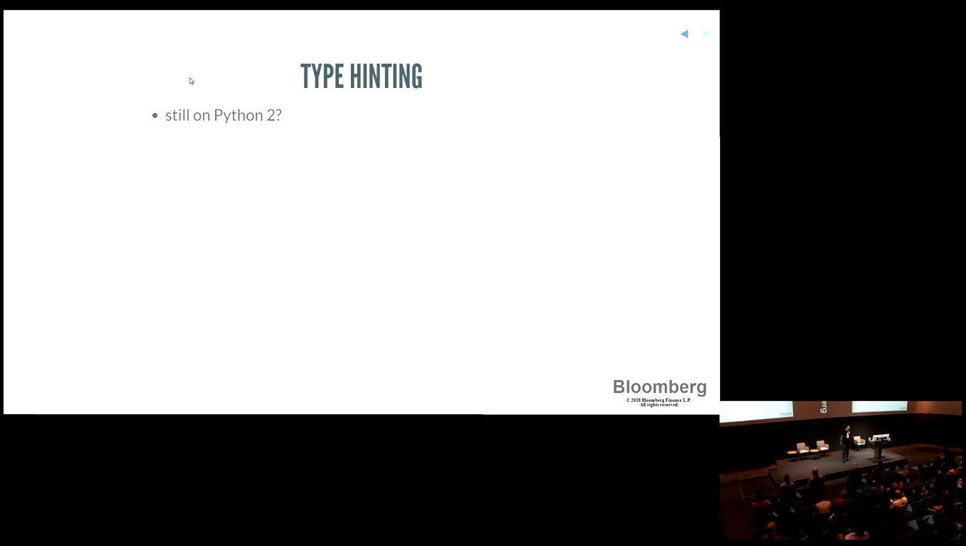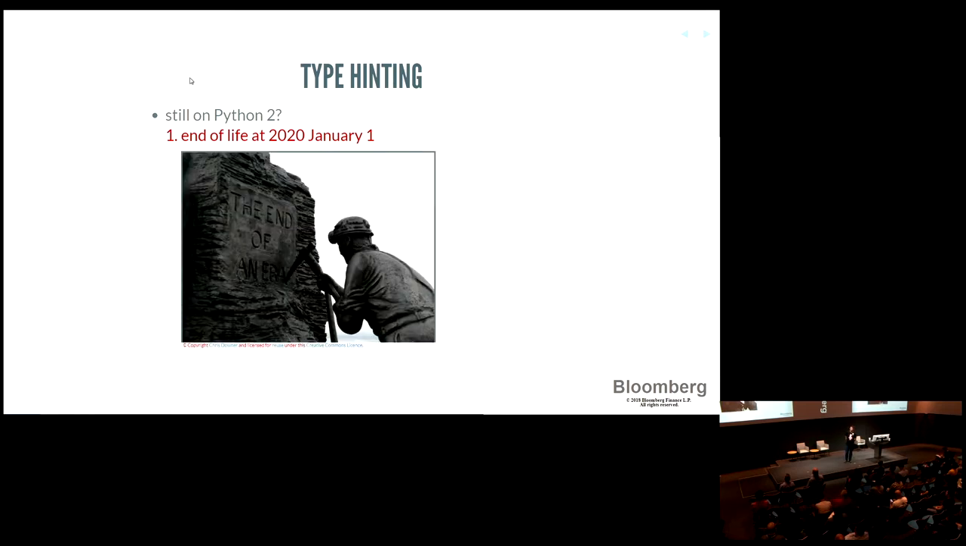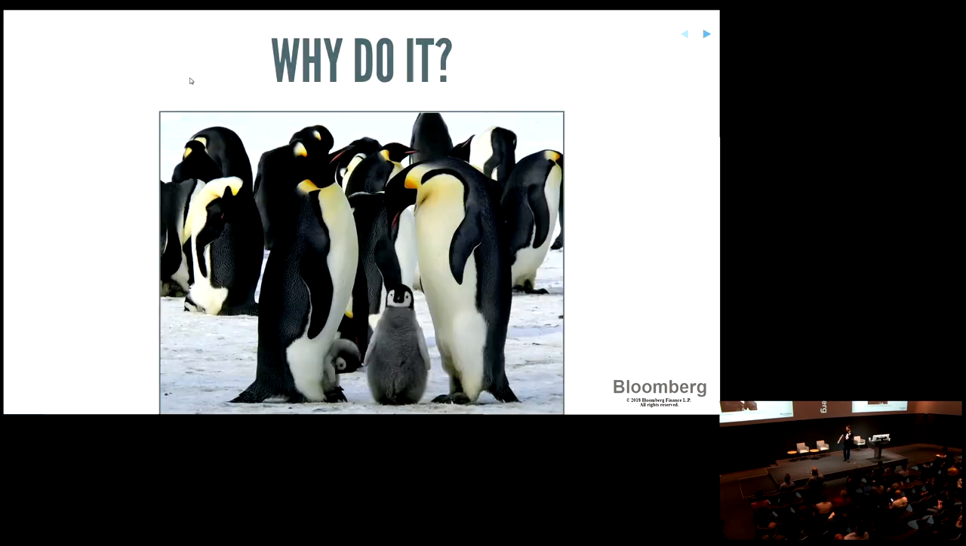The first thing is, in case you're still on Python 2, I have bad news. The end of an era is here, so you might want to migrate. But that doesn't stop you from using type hinting, because it has been backported via a PyPI package to Python 2.7. So really, you don't have any excuse to not start using type hints.